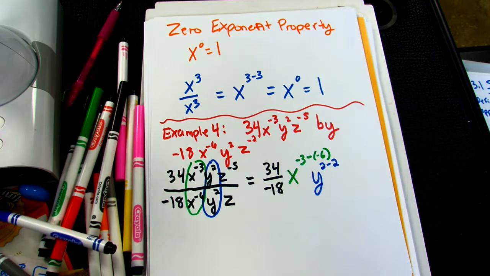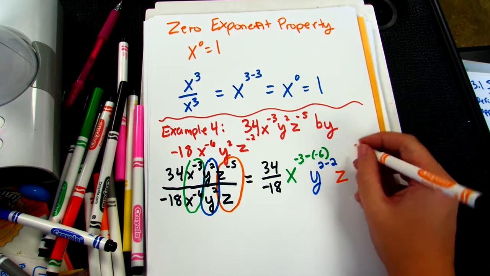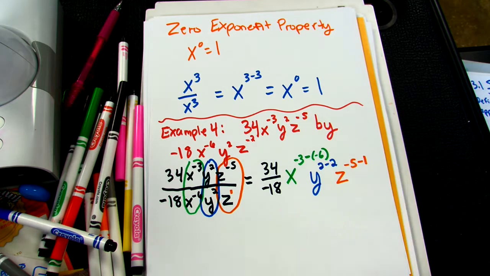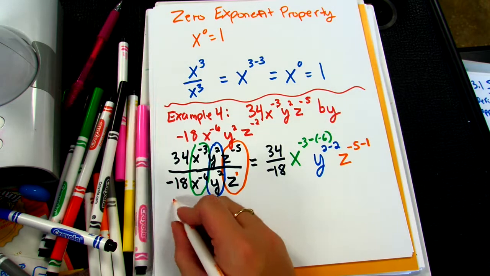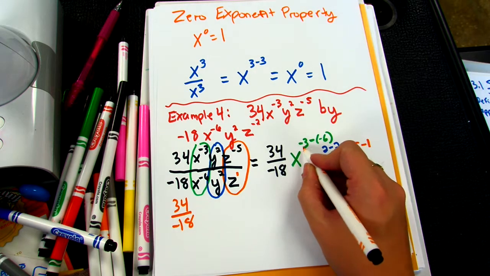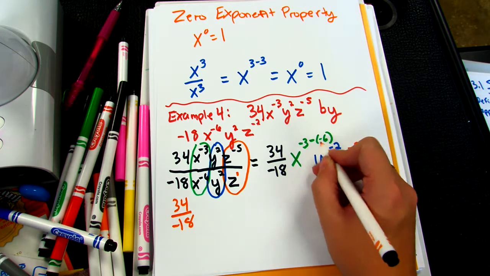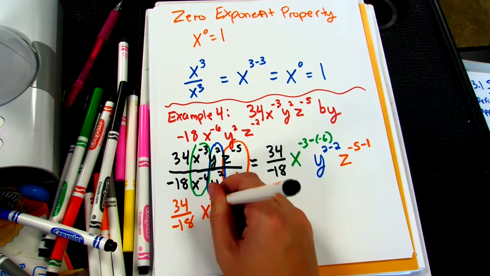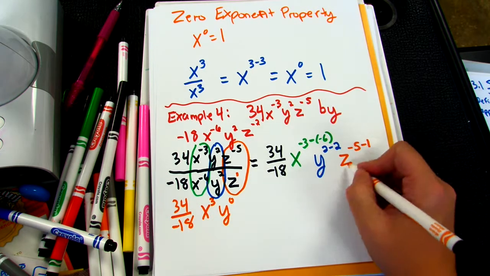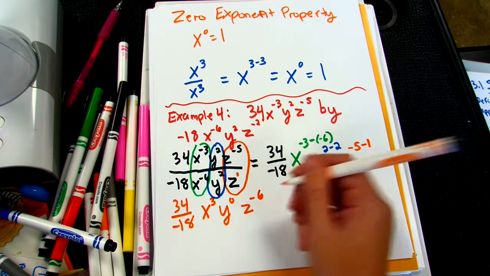And then for our z's, we have z to the negative 5th minus, and remember that's a 1, so minus 1. All right, so that means we have 34 over negative 18. And then negative 3 minus negative 6, that's negative 3 plus 6, which is positive 3. So now we have x to the third. And then y to the 2 minus 2, that's y to the 0. And then z to the negative 5 minus 1, that's z to the negative 6.